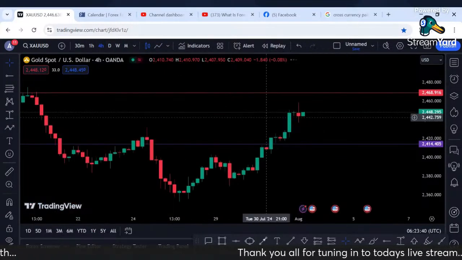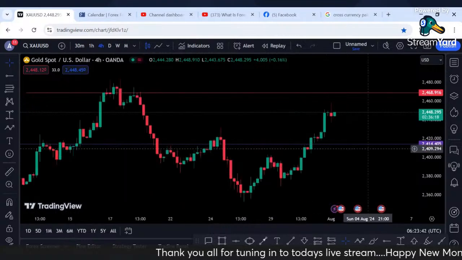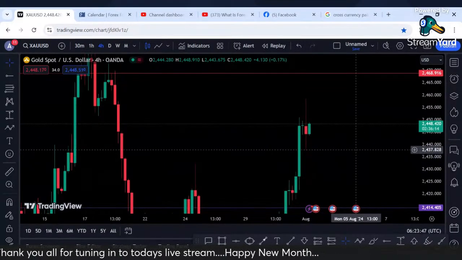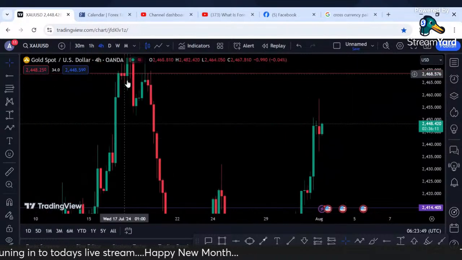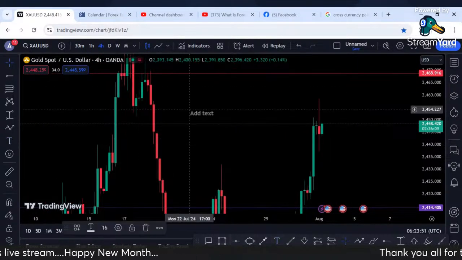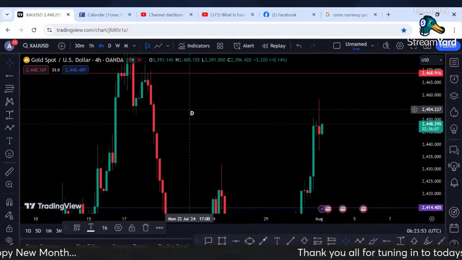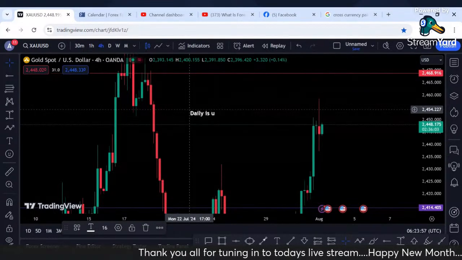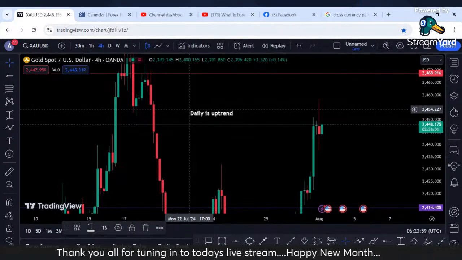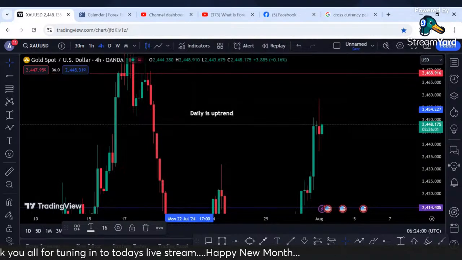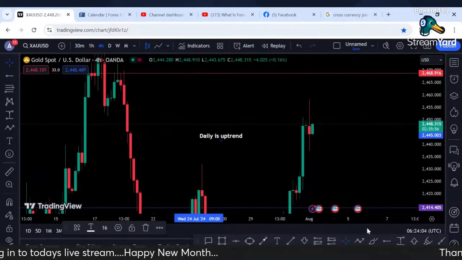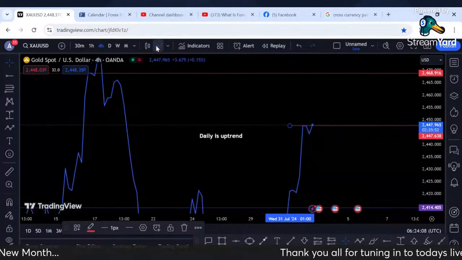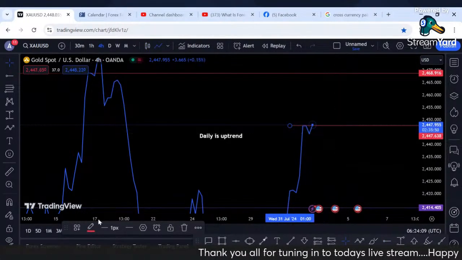So let's move to the H4 time frame. So daily is what? An uptrend. Daily is an uptrend. So let's see, H4 is what? H4 is an uptrend.